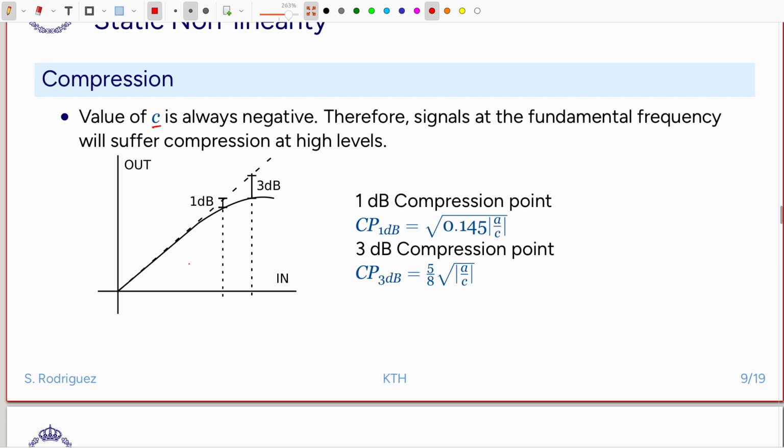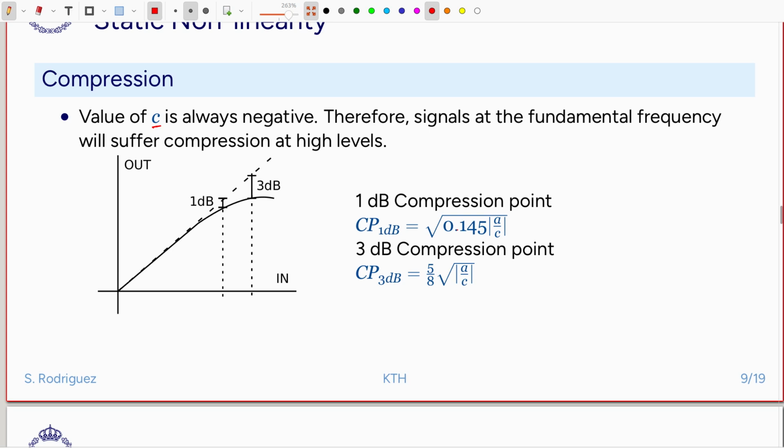And we can define some figures of merit. We define first the 1 dB compression point, and as a function of a and c, we have that this compression point happens at the square root of 0.145 a divided by c. And we can also define a 3 dB compression point. We have the following expression, also as a function of a and c.